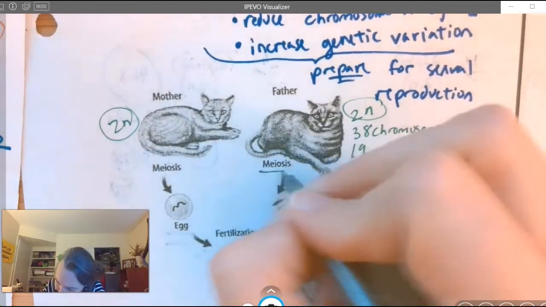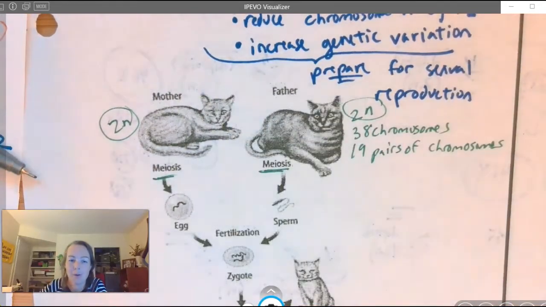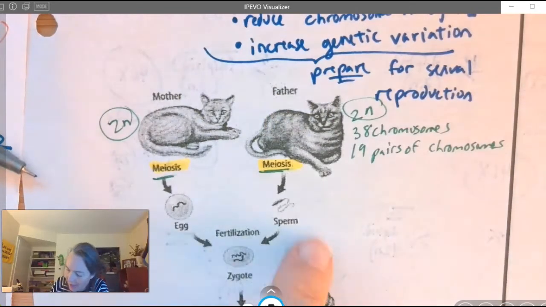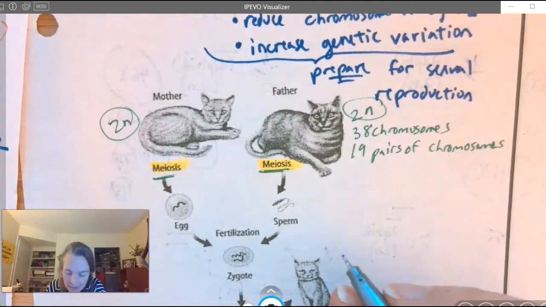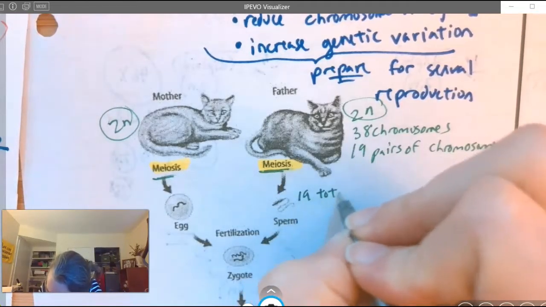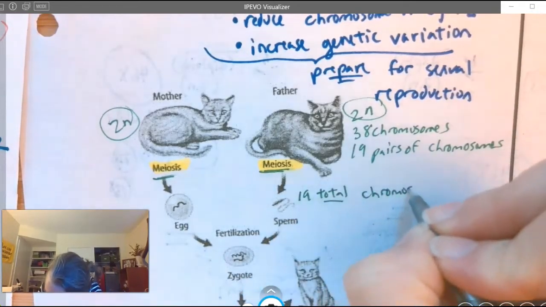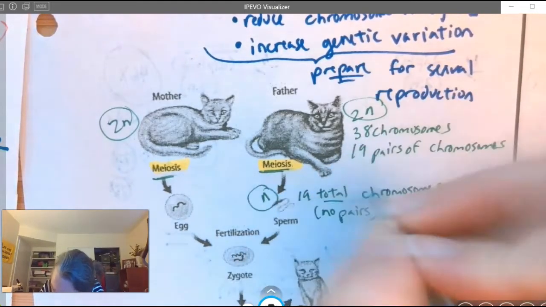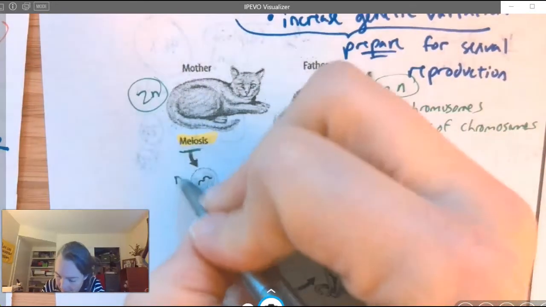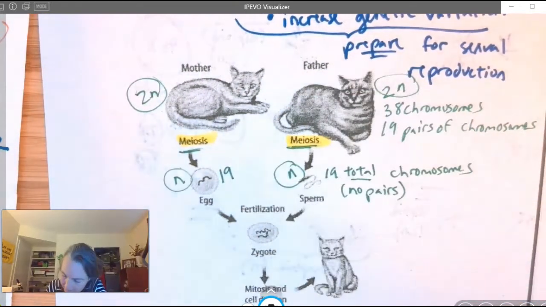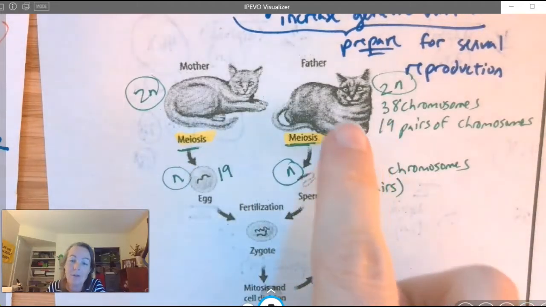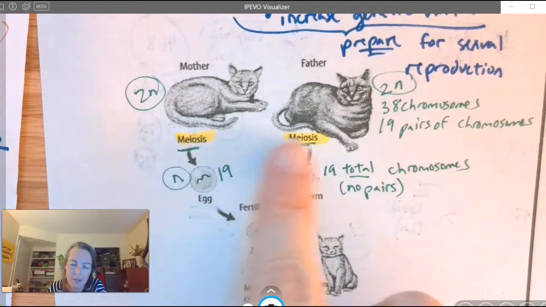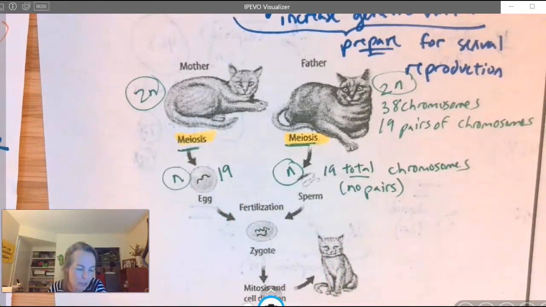So we do meiosis here, and I'm going to kind of highlight the processes so you see when the processes are occurring. We do meiosis here. The father cat creates sperm cells, and each of these sperm cells has 19 total chromosomes, and we have no pairs, which is why it's called N. Same thing with the egg. It's N. It has 19 total chromosomes. Okay? So that process that allows the mother and father to make these gametes, these sperm and egg cells, is called meiosis. So we've prepared for sexual reproduction.